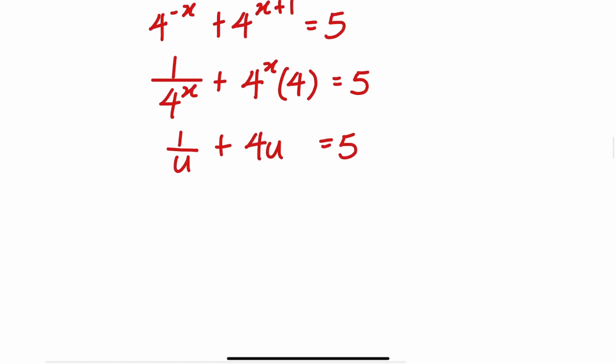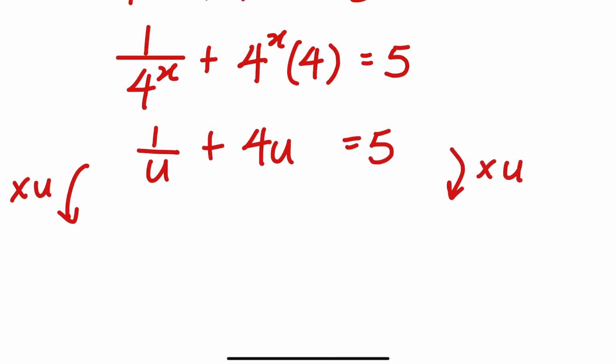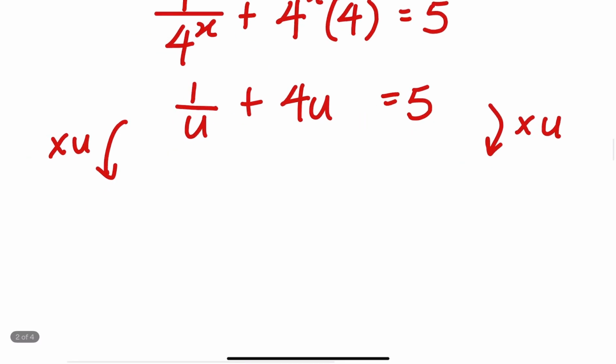Continue solving from here. I want to get rid of this fraction. I will multiply u throughout the whole equation, on the left side and right side. This is where a lot of you may make careless mistakes. When I multiply u on the left side, I'm multiplying u to each single term. So 1 over u multiplied by u, I should get 1. 4u multiplied by u should give me 4u squared. Then on the right side, 5 multiplied by u should give me 5u. Okay, and now I get a quadratic equation in u.